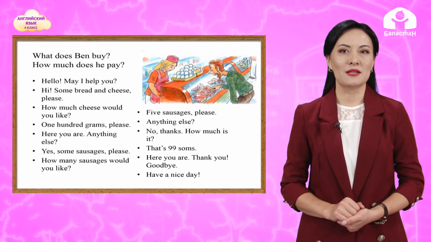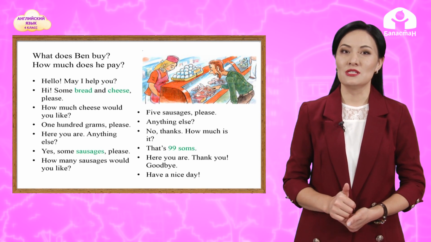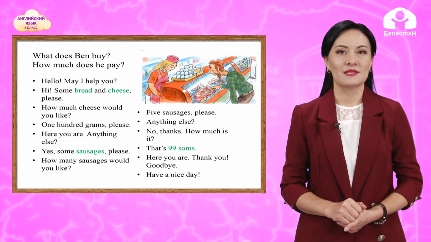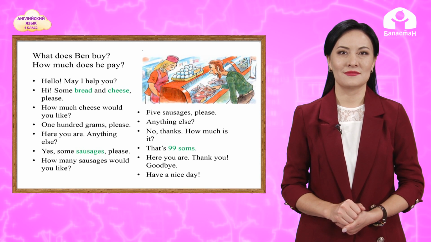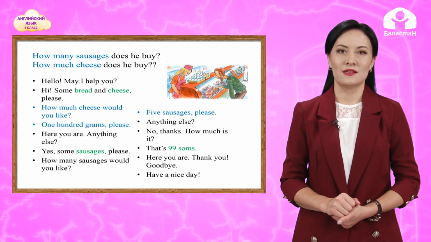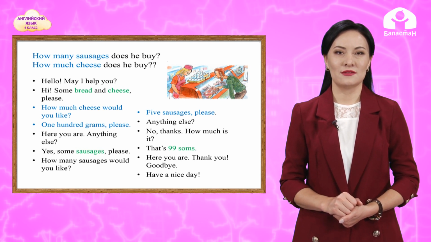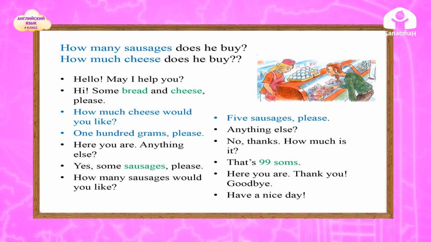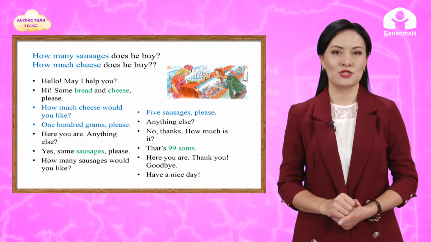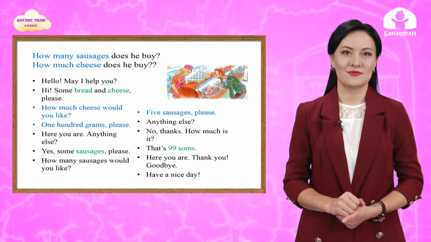So, what does Ben buy? He buys cheese and sausages, right? How much does he pay? He pays 99 sums. Now read the dialogue again and answer, how much cheese does he buy? How many sausages does he buy? Well, he buys 100 grams of cheese and 5 sausages. Good job, children.